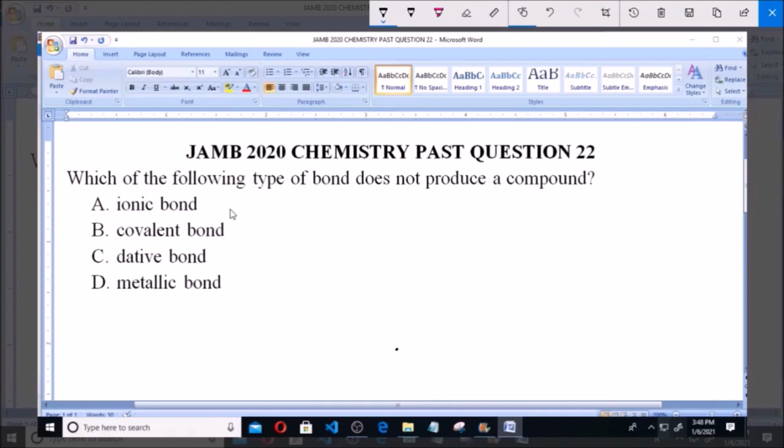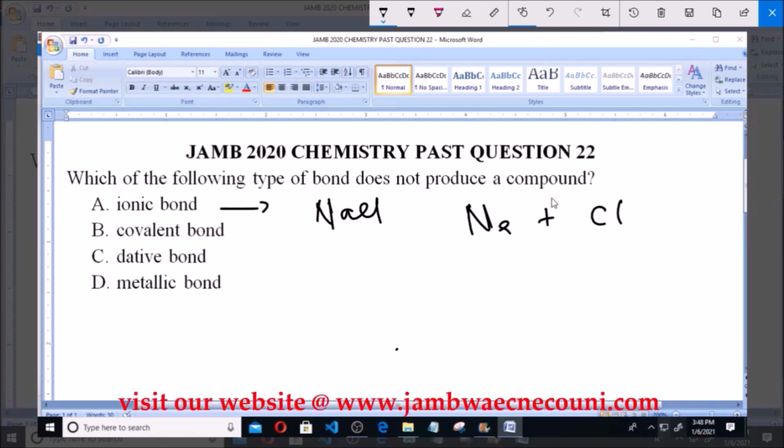Now looking at ionic bond, it is a type of bond in substances like sodium chloride. You have sodium and you have chlorine. Ionic bond simply involves the transfer of electrons from one atom, usually a metal, to another atom, which is a non-metal. Like the transfer of electrons from sodium to chlorine to form sodium chloride is an example of ionic bond, and like you can see, the compound is formed, which is sodium chloride.